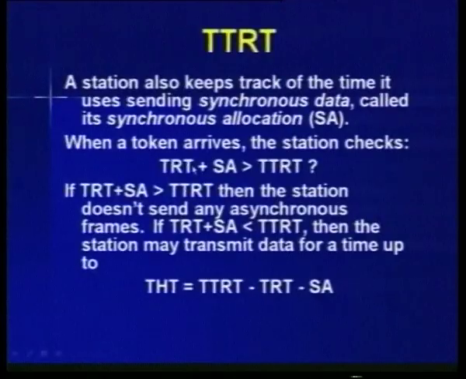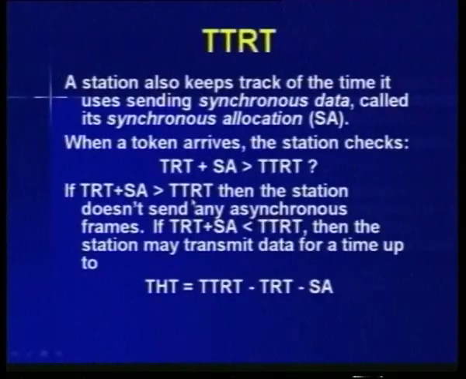The token has come back to me within a particular amount of time, that is my calculated TRT. Along with this calculated TRT, I also add the time that it takes for me to transmit my synchronous data. This is my synchronous allocation. So, my TRT plus SA is compared with TTRT, my target token rotation time. If TRT plus SA is greater than TTRT, then the station does not send any asynchronous frames. But if TRT plus SA is less than TTRT, then the station may transmit data for a time up to a THT, which is equal to TTRT minus TRT minus SA.